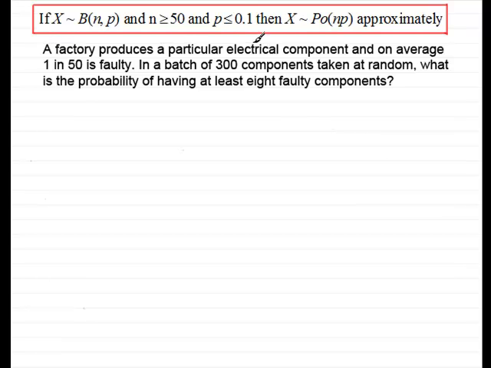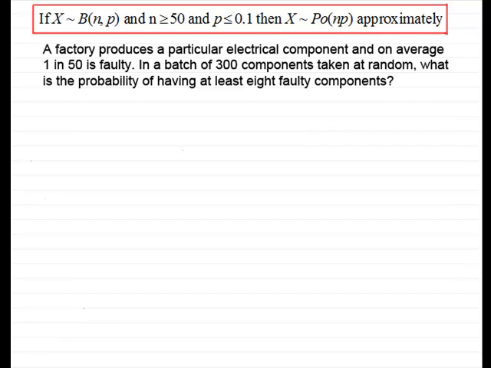A factory produces a particular electrical component, and on average 1 in 50 is faulty. In a batch of 300 components taken at random, what is the probability of having at least 8 faulty components? Well, this particular model here is a binomial distribution. If we assume that the probabilities remain constant and independent at 1 in 50 being faulty, we've got a finite number of trials n being 300, and if we look at the probability of a success, that is a faulty item, being 1/50th, then as I say, we've got a binomial distribution.